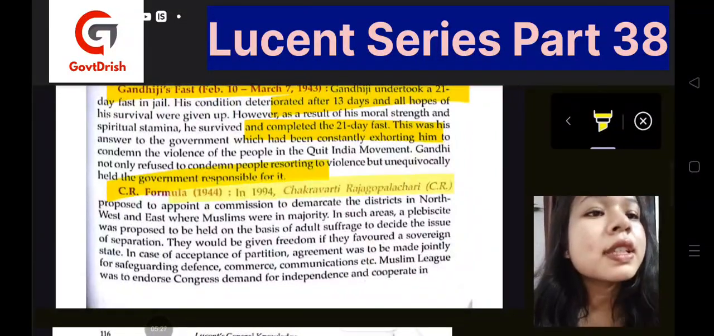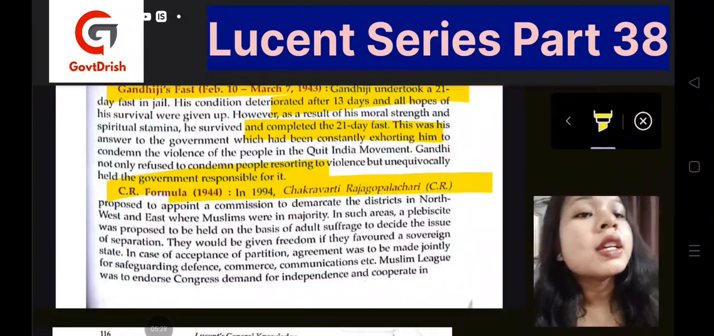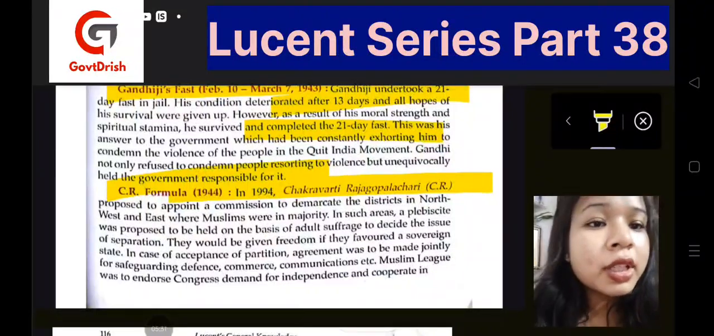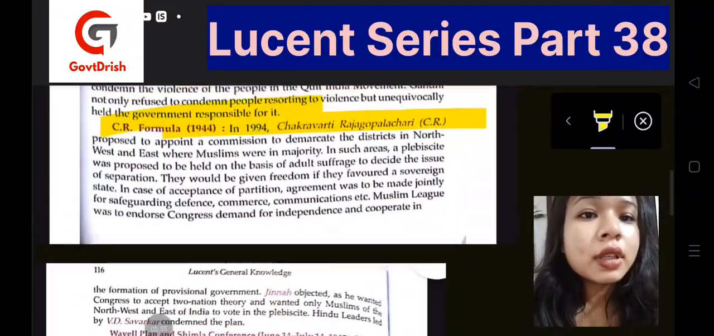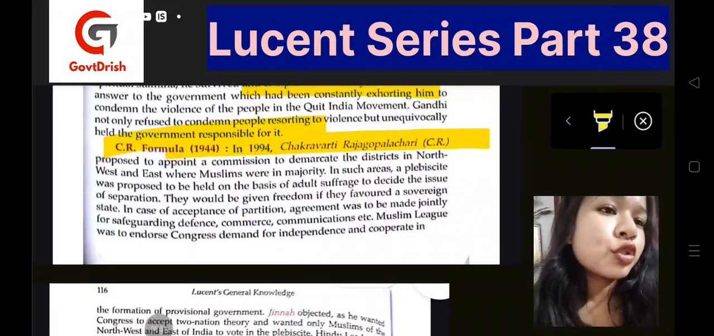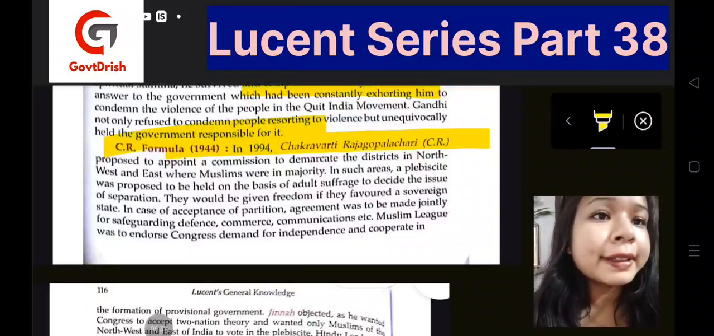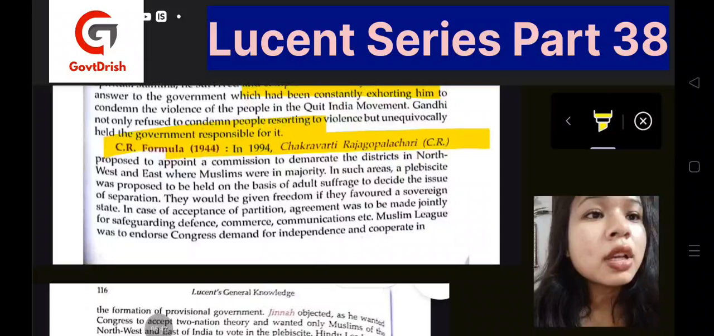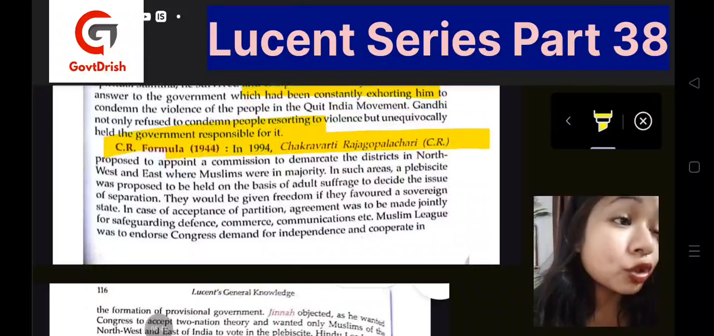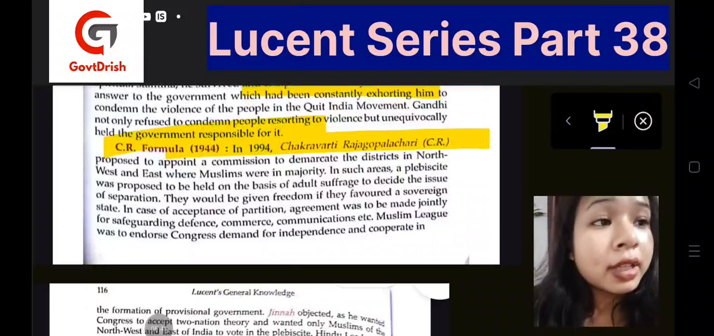Then what was the CR formula? It was proposed by Chakravarti Rajagopalachari. He proposed that a commission should be appointed to divide the districts in the north, south, east and west, by majority, like where the Muslims were the majority.